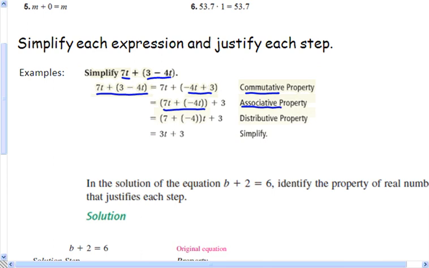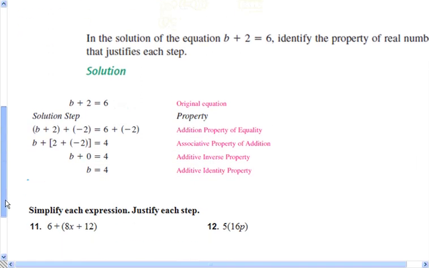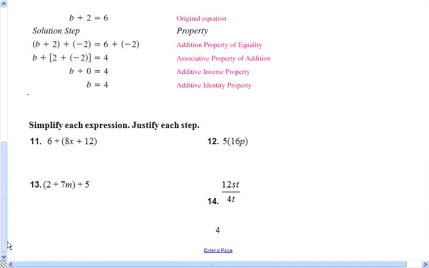And then notice that both of these are times t, which means we can write it a different way using the distributive property. That's 7 plus negative 4, added first and then times t. And 7 plus negative 4 is 3. When you rewrite an addition and a multiplication like that, that's the distributive property. And then just adding 7 plus negative 4, we're just going to say that's simplifying. All right, here's another example you can check out. Let's do one here together, and then the rest of these we'll do in class.